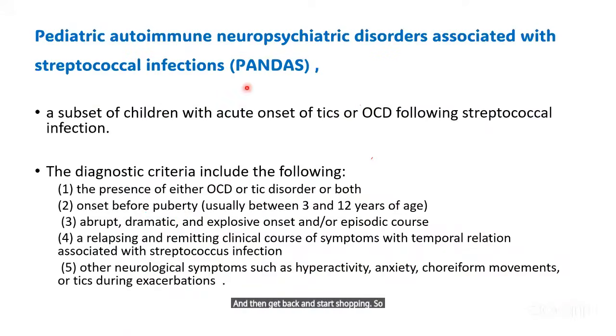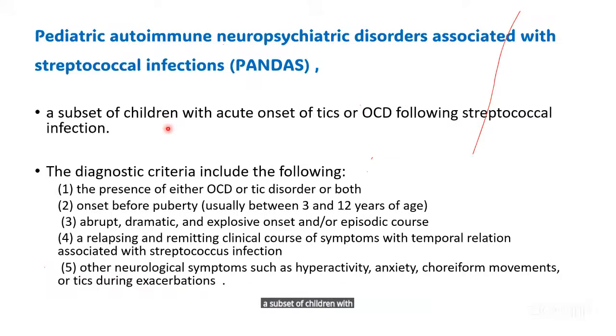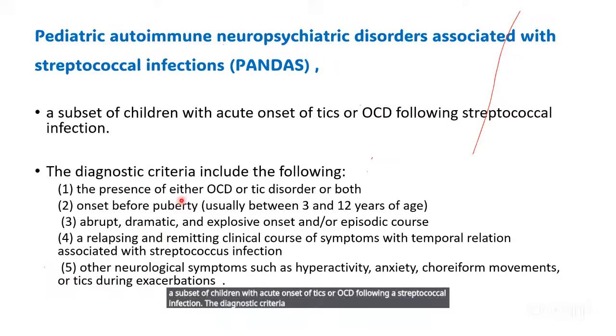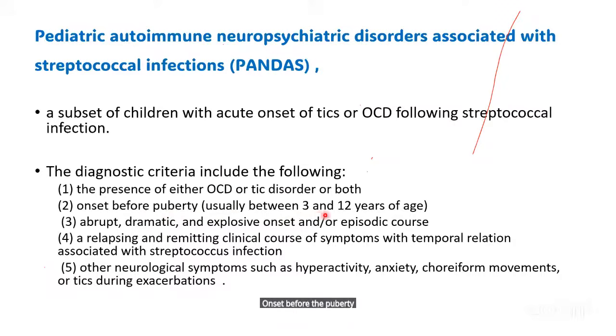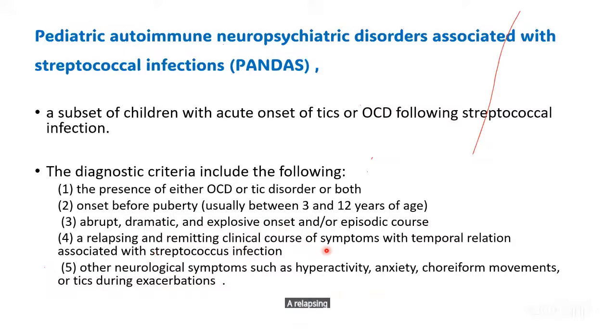The other entity we have to know is pediatric autoimmune neuropsychiatric disorder associated with streptococcal infection. It's called PANDAS, a subset of children with acute onset of tics or OCD following a streptococcal infection. The diagnostic criteria include presence of either OCD or tic disorder or both, onset before puberty between 3 and 12 years of age, abrupt, dramatic, and explosive onset or episodic course, a relapsing and remitting clinical course of symptoms with temporal relation to streptococcal infection, and other neurological symptoms such as hyperactivity, anxiety, choreiform movements, or tics during the exacerbation.